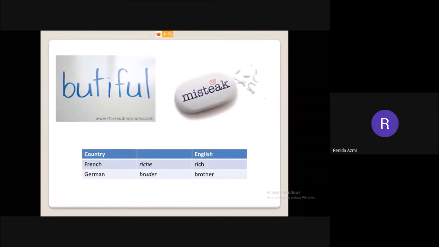There are two example pictures, missing one letter or error in placement: beautiful and mistake. In this part, there is a table with two country examples, France and Germany. In French, rich adds an e, and in German, brother adds a letter. In English, it is just rich and brother. Next.